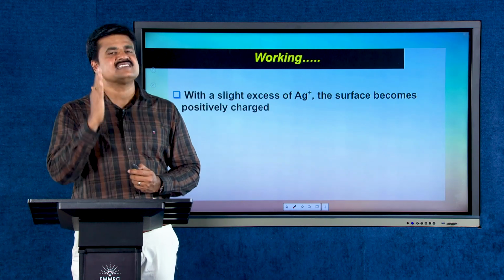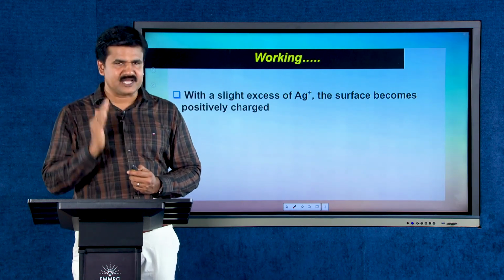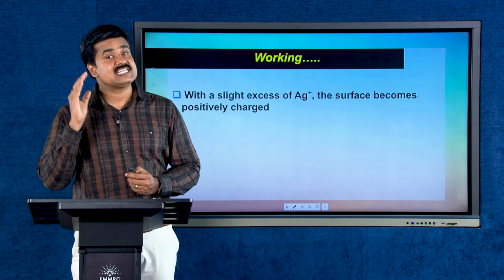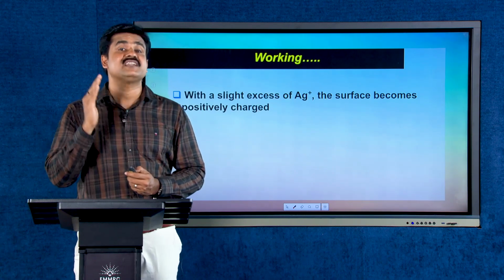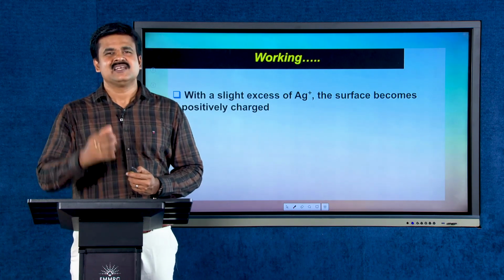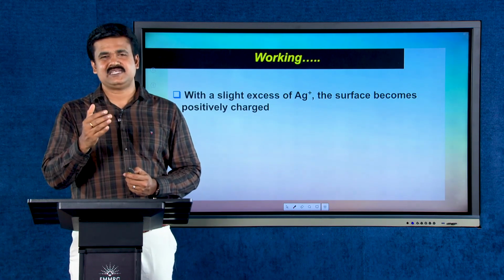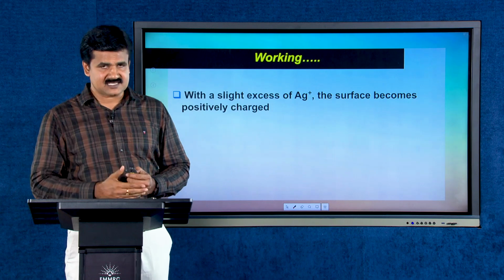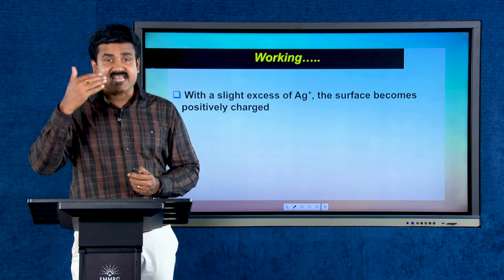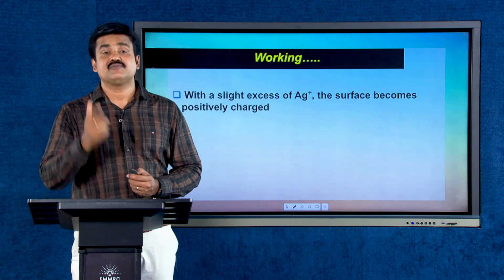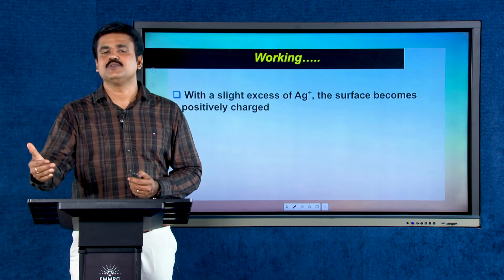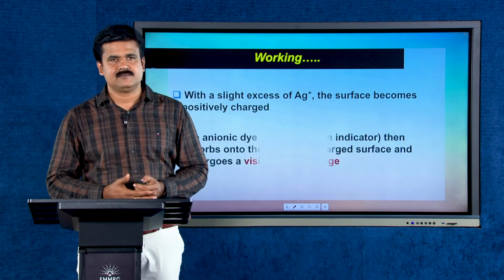So, you have to keep in mind, whenever you are estimating Cl- ions by adding Ag+ ions, prior to the end point, the AgCl precipitate will be negatively charged due to the presence of Cl- ions in the medium, and after the end point, this negative charge on the precipitate changes to positive charge, and this positive charge is due to the presence of excess Ag+ ions from the titrant. So, the precipitate after the end point is positively charged.